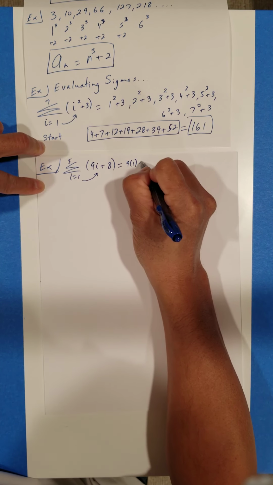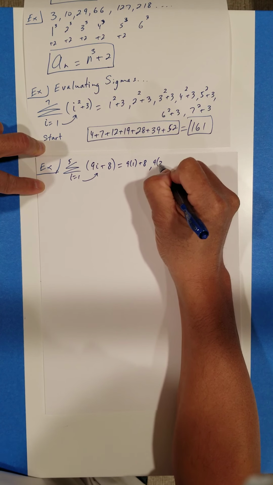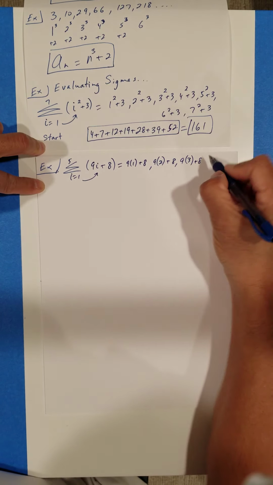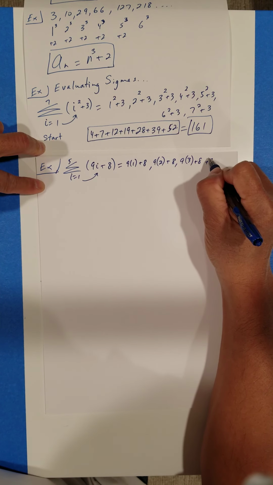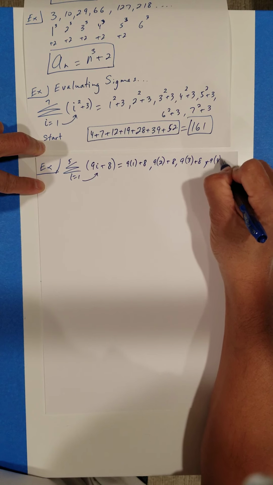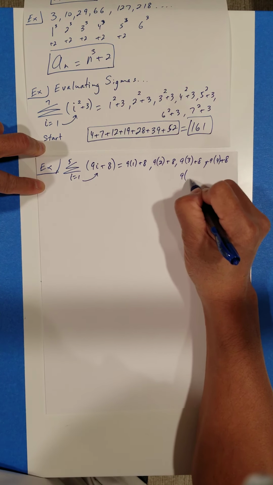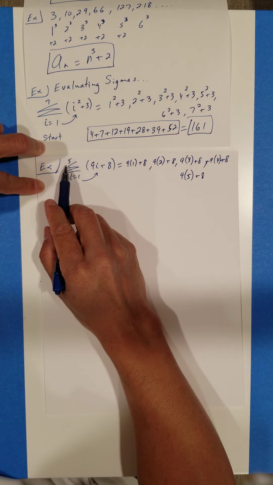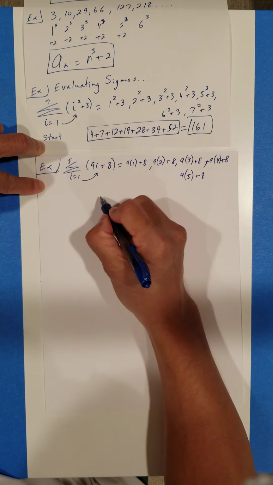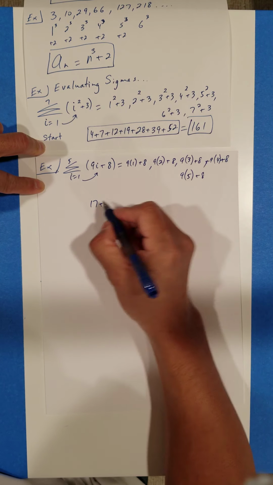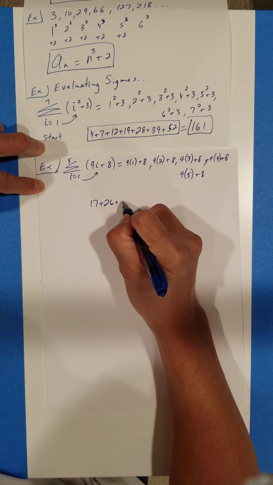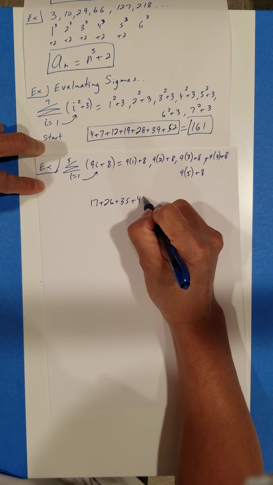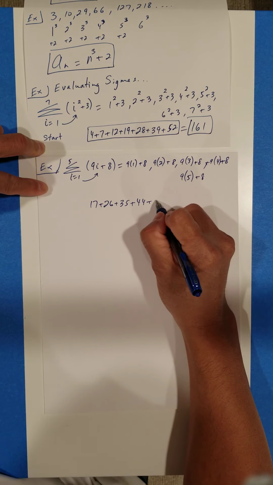9 times 1 plus 8. 9 times 2 plus 8. 9 times 3 plus 8. 9 times 4 plus 8. Last one, 9 times 5 plus 8. Again, I'm going to stop here at 5 because this says stop at 5. So my first number is going to be 17, 26, 35, 44, and 53.